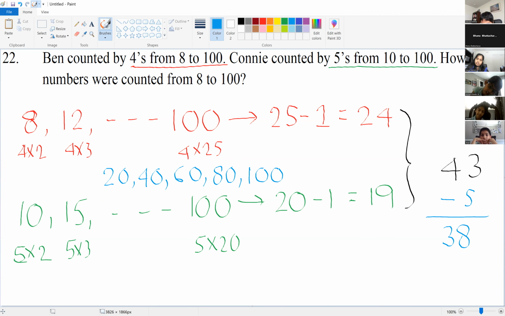Minus 5. Minus 5. Yeah. So in the second set, you got 19, 20 minus 1. Okay. So we add 24 and 19, which is 43. And then minus 5, which would be 38. Okay. So let's do the next question.